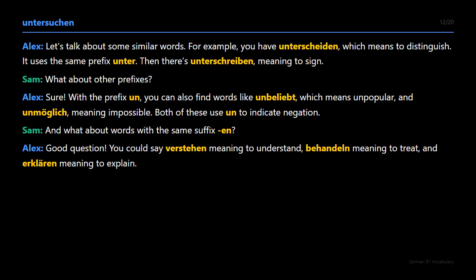And what about words with the same suffix? Good question. You could say, verstehen, meaning to understand, behandeln, meaning to treat, and erklären, meaning to explain. This is really helpful.